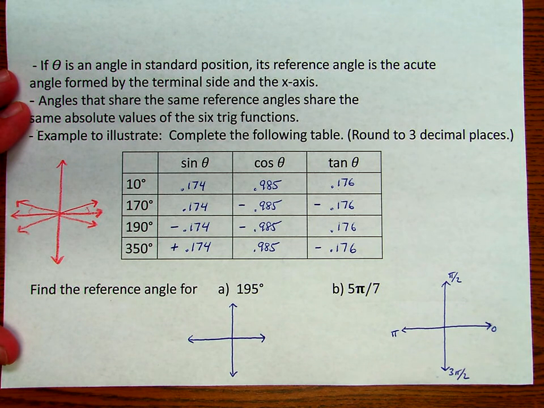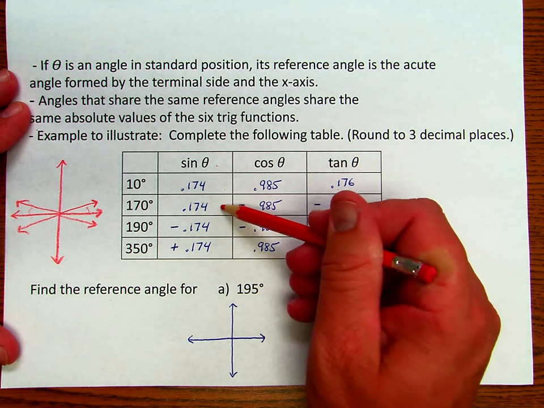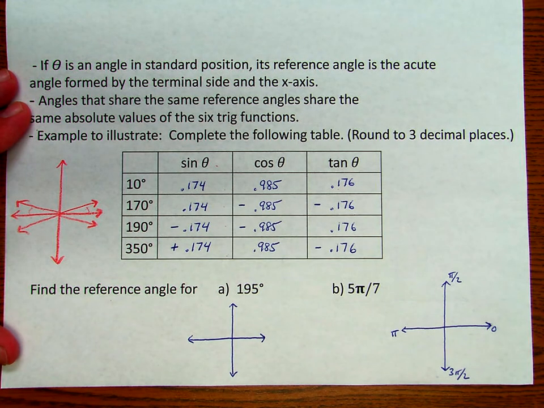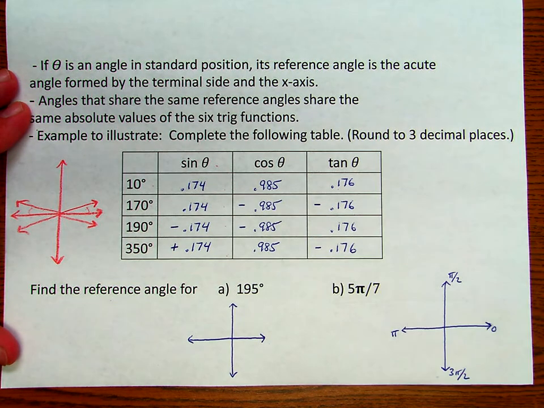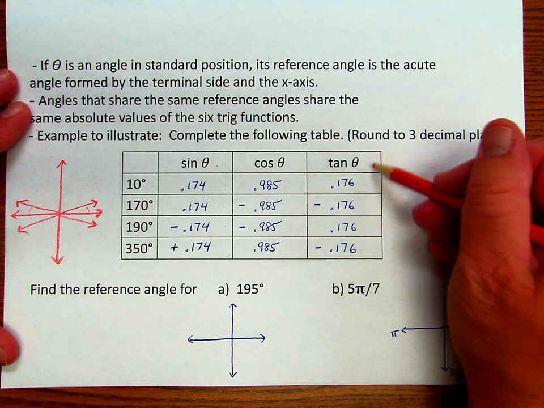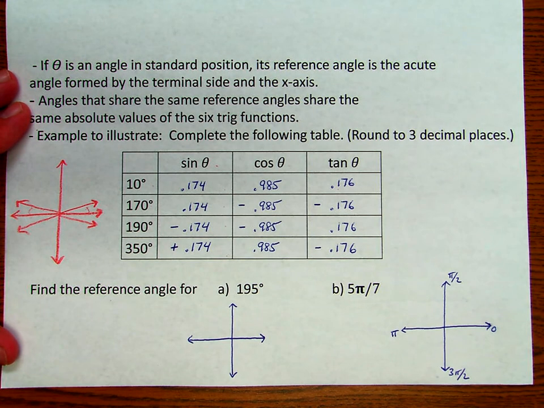Well, if we take the sine of all of those angles, they all have an absolute value of about 0.174. If we take the cosine of all those angles, they all have an absolute value of about 0.985. Tangent of all those angles, absolute value of 0.176. Okay, what changes is the sign.